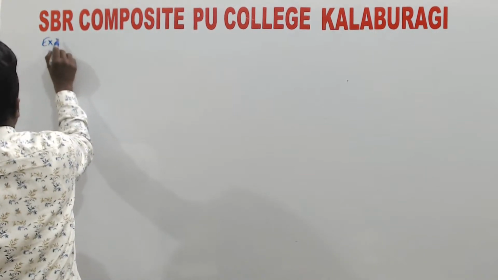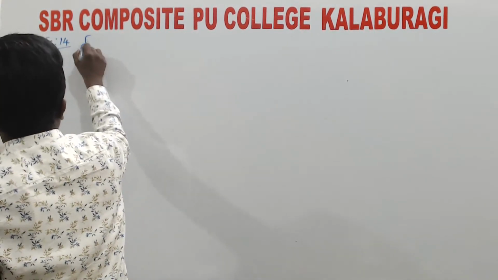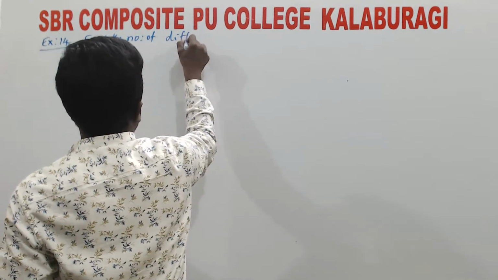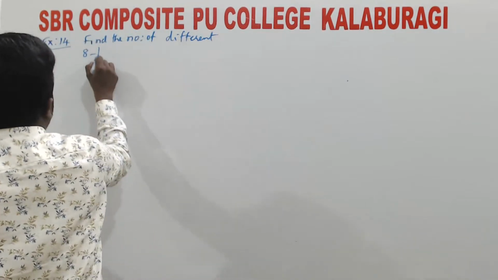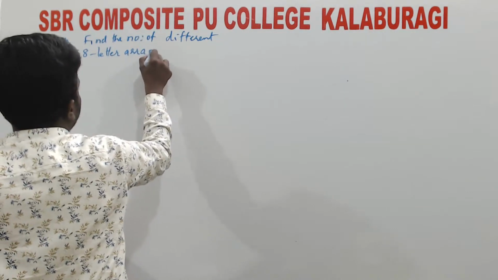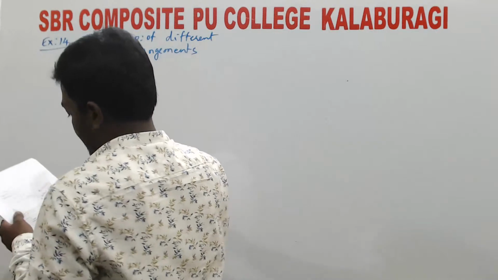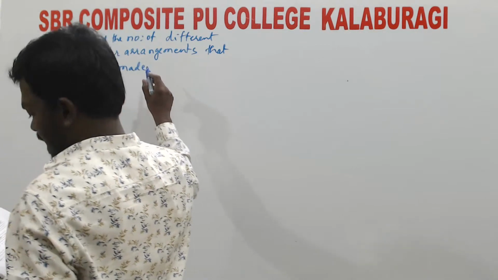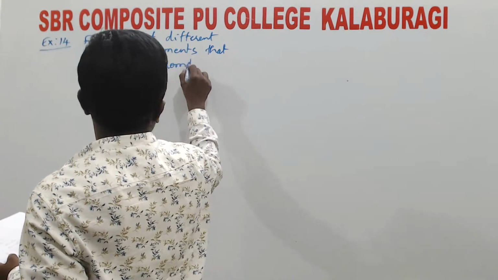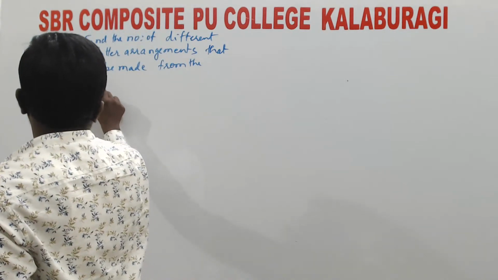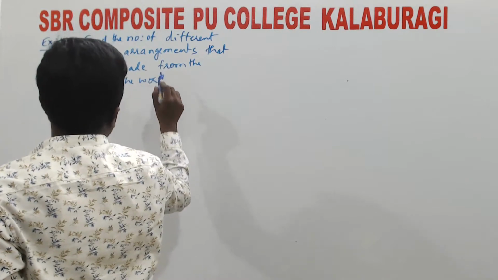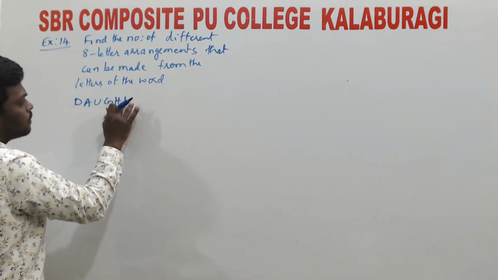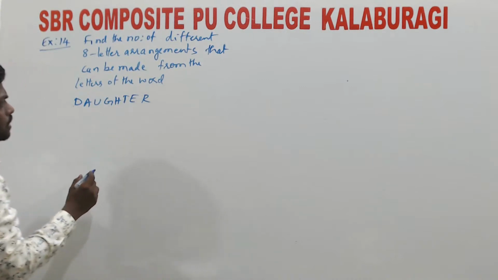Okay, example 14. Find the number of different 8-letter arrangements that can be made from the letters of the word daughter, right?